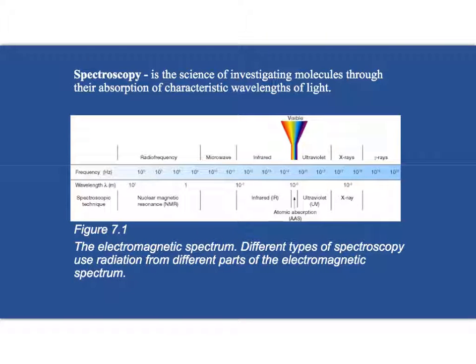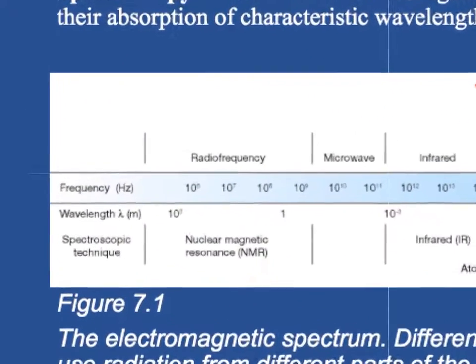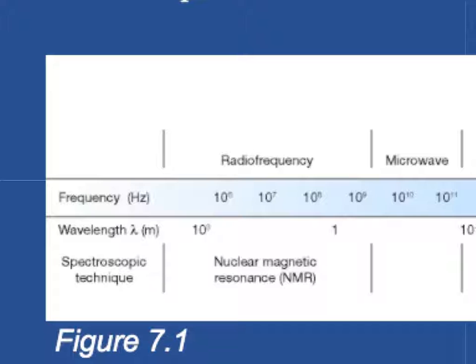Okay, so just briefly, spectroscopy is all about investigating molecules through their absorption of light. And so we know that light is electromagnetic radiation. There's a picture here of quite a broad spectrum. I might zoom in on that a little bit. And so you can see that you have frequency and wavelength, and they're kind of opposites.